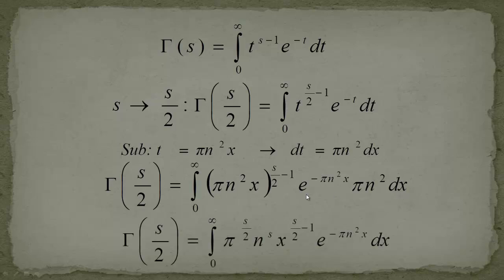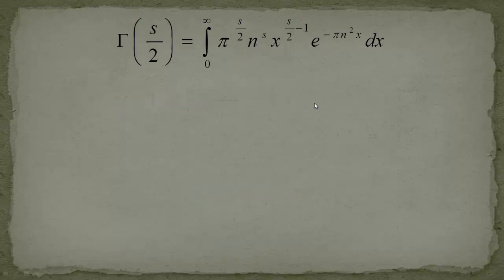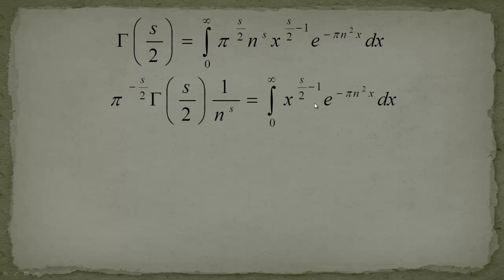Now, what can we do with that kind of expression? I've just rewritten where we were. In the next step, what I will be doing is dividing by pi to the s over 2, and this will come to the left hand side, and n to the s will become 1 over n to the s here.